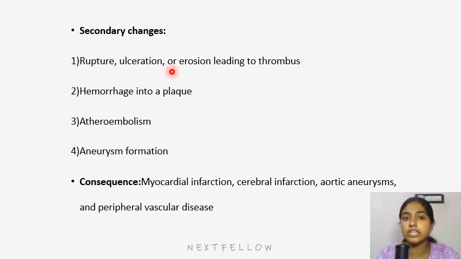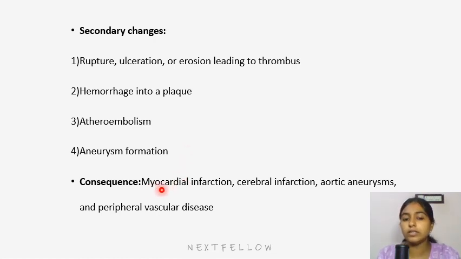So the secondary changes seen in atherosclerosis are rupture, ulceration and erosion leading to thrombus formation and hemorrhage in the plaque. Usually in atherosclerotic plaque there will be neovascularization, that is the formation of new blood vessels. These blood vessels are not strong, they are thin walled vessels, so they can rupture and form a hemorrhage into the plaque and increase the atherosclerotic plaque. And there can also be atheroembolism and aneurysmal formation. This aneurysmal formation is mainly due to ischemia of the media. Okay, so the vessel wall will be weakened.